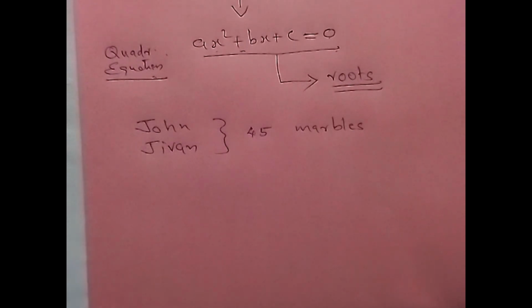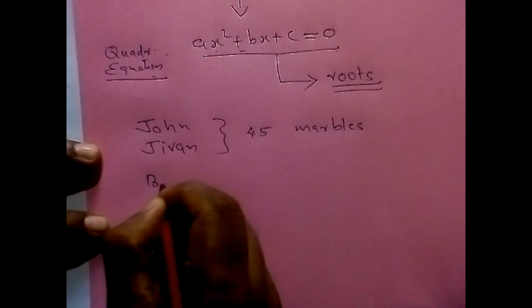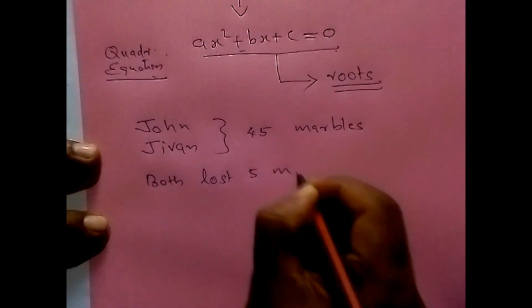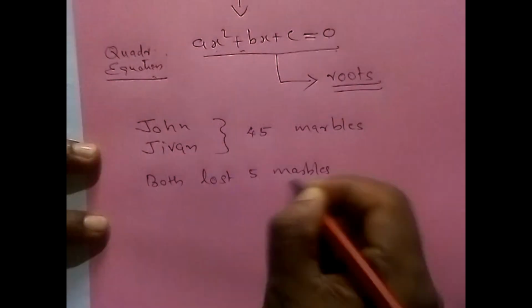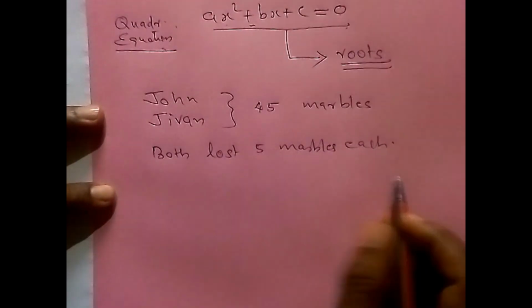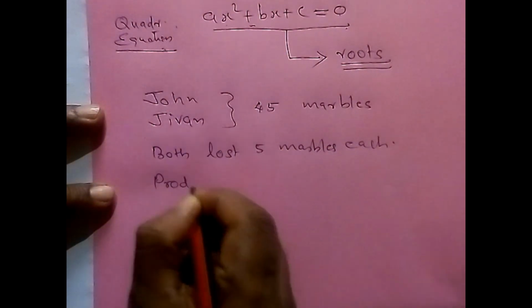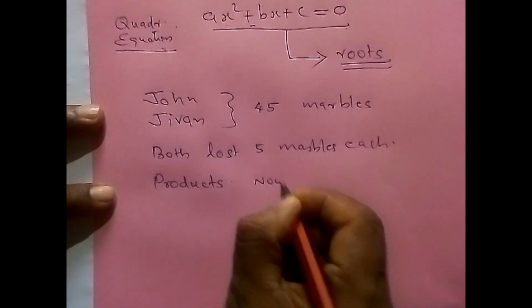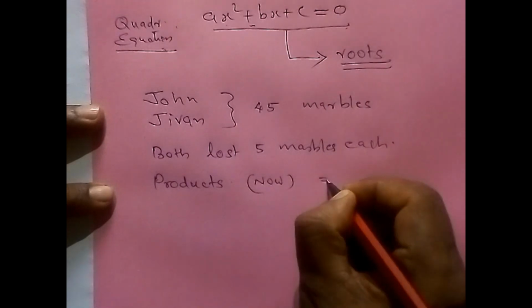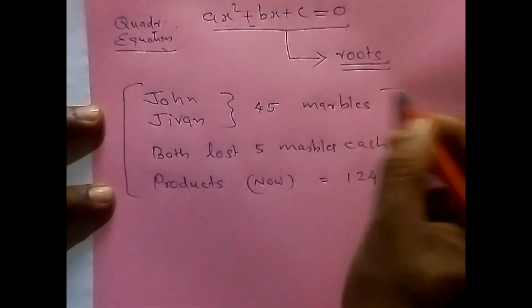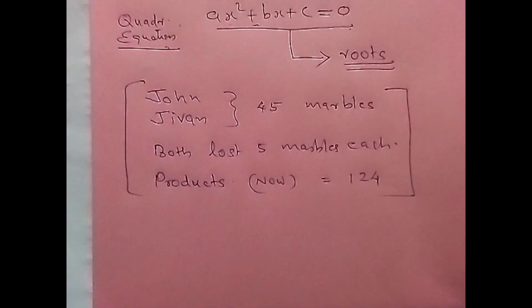Both of them lost 5 marbles each. And now the product of marbles now available with them is equal to 124. So this is the situation. We have to convert this situation into a quadratic equation.